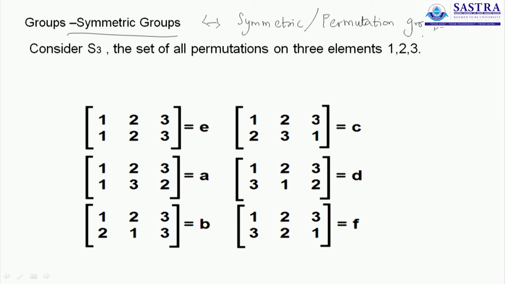What are we seeing here? A set of all permutations on 3 elements. So if I give you 3 elements A, B, C, you can only rearrange them in 6 possible ways.